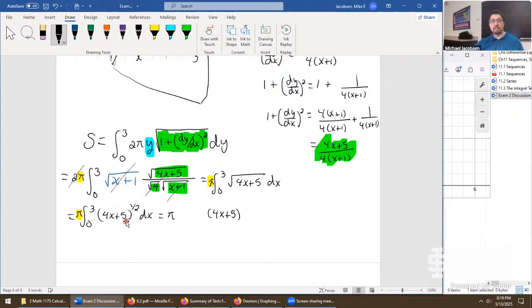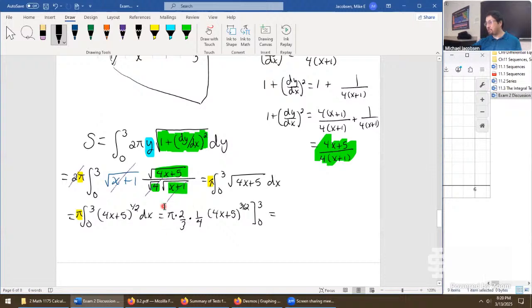So now next step, we can take that pi, take the 4x plus 5 with a little bit of space. Antiderivative is one higher than the exponent, so that's going to be 3/2. Multiply by the reciprocal of that exponent, 2/3. And to account for the chain rule, multiply by 1/4, nullifying that factor 4 we see above. That's the full antiderivative, and we evaluate from 0 to 3.